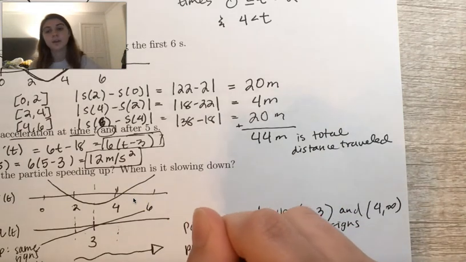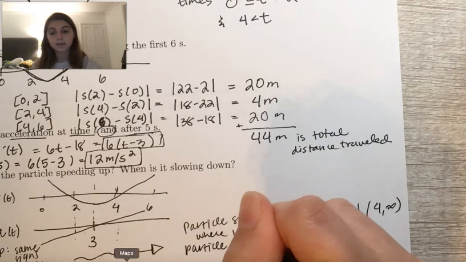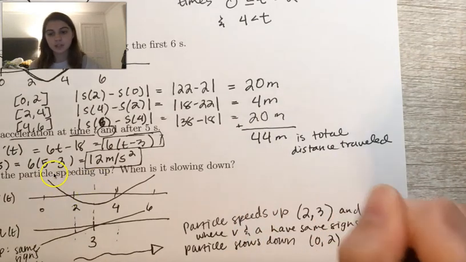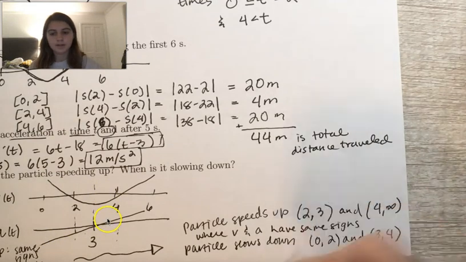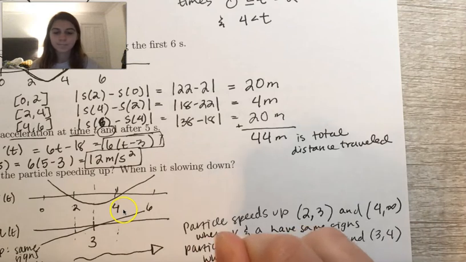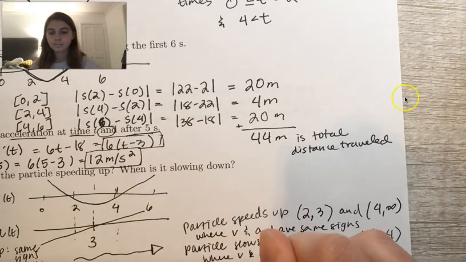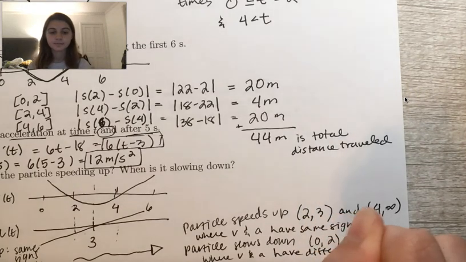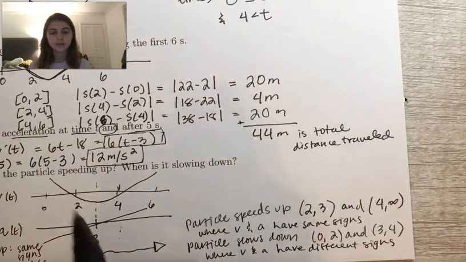And then we're going to find where velocity and acceleration have different signs, which is just everywhere else. So that's 0 to 2 because we got positive, negative down here. And then 3 to 4, we got positive down here and negative up here. Different signs, slowing down.